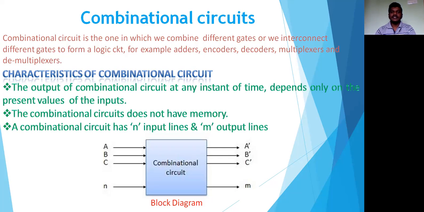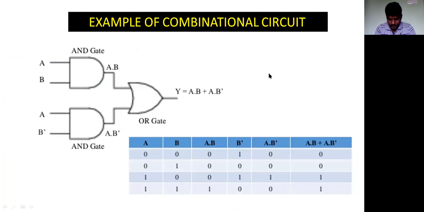So characteristics, as I told you, it has three characteristics. Output at any instant depends only on the present values of the inputs. The combinational circuit do not have any memory. A combinational circuit has n input lines and m output lines. Now let us take an example of a combinational circuit.